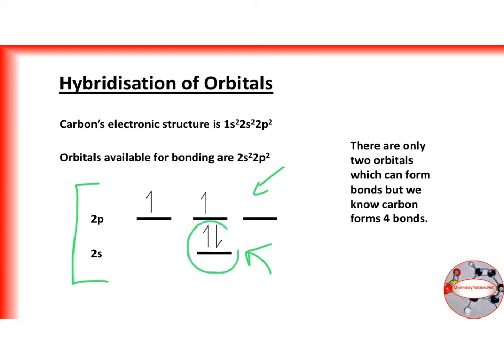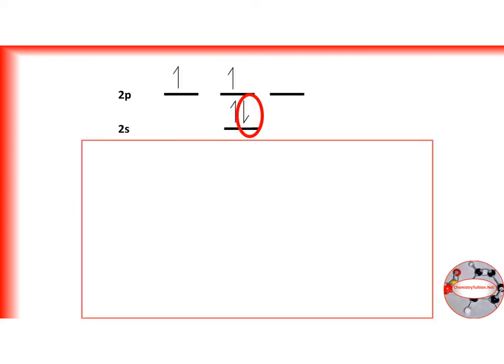However, this orbital is already filled. It's already got 2 electrons. So the only 2 orbitals that could actually participate in bonding are these 2. Because of course this orbital is empty, so it would not be able to donate an electron into a covalent bond. So at the moment it looks like carbon can only form 2 bonds, but we know that's not the case. So how does carbon get around this problem, along with other atoms?